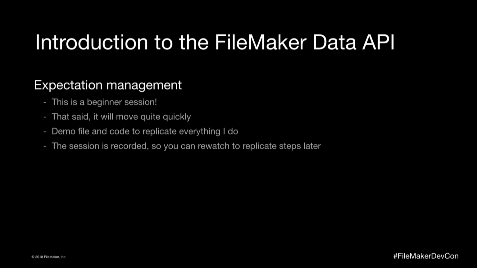So today's session, a little bit of expectation management. This is a beginner session, so I'm assuming nothing. I'm going to go through all of the very, very basic steps that are needed to get your data out with a FileMaker Data API. Having said that, we're going to move reasonably quickly through that, and then I've got some examples at the end that I want to show you, different use cases and different things you can do with that Data API. And some of that is a little bit more complex.